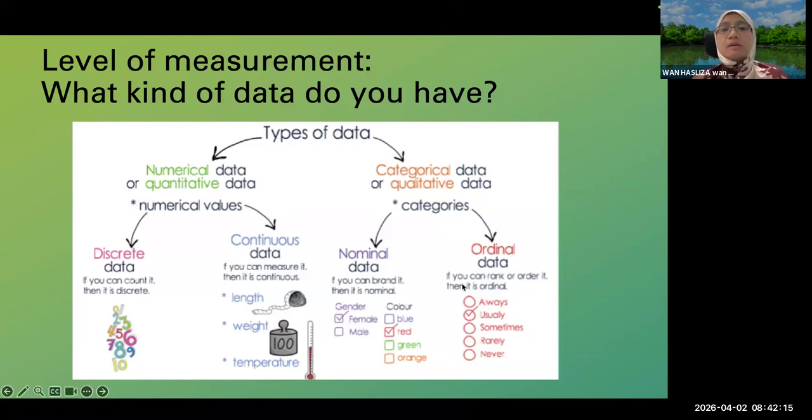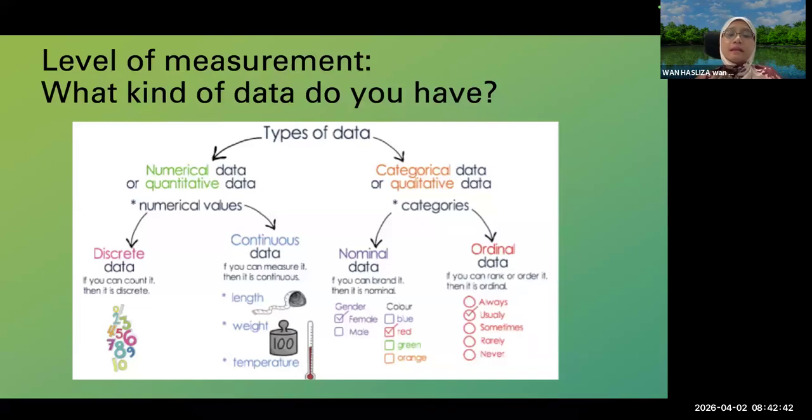For categorical data, we have two types. The first one is nominal, the other is known as ordinal. Nominal is a name. Okay, just give a name. Examples: gender, male, female; color, blue, red, green, orange; type of profession, lecturer, nurses, physician, and so on; student, postgraduate student. That is nominal data.